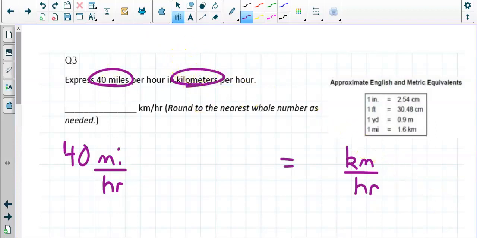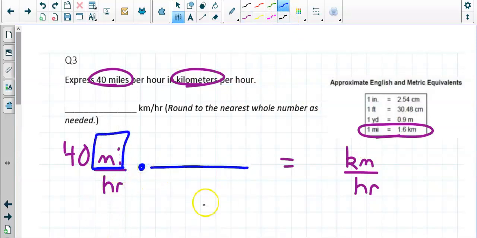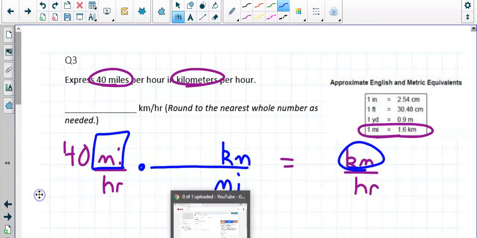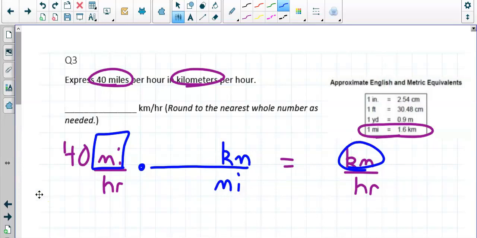We look over at our chart. And yes, there is, right here. We know that 1 mile is equal to 1.6 kilometers. So again, dimensional analysis says if we want to get rid of the miles, we put it in the denominator. If we want to change to kilometers, it has to go in the numerator. So all we do is plug in the numbers that we know. The 1 for miles goes in the denominator. The 1.6 for kilometers goes in the numerator.